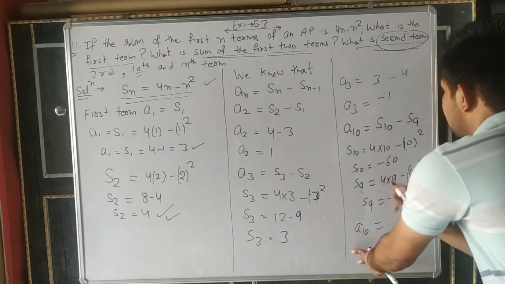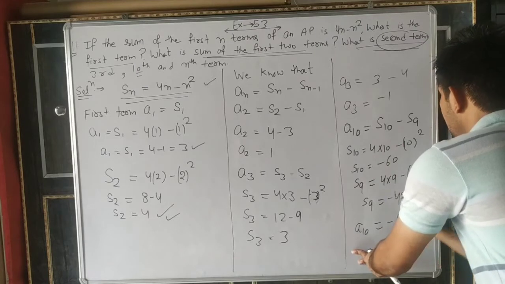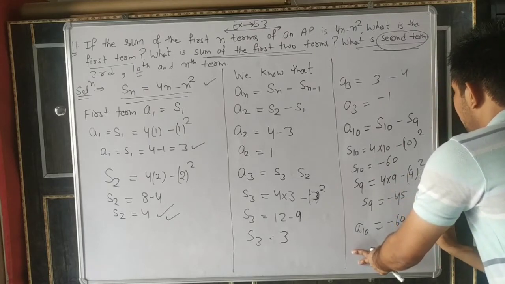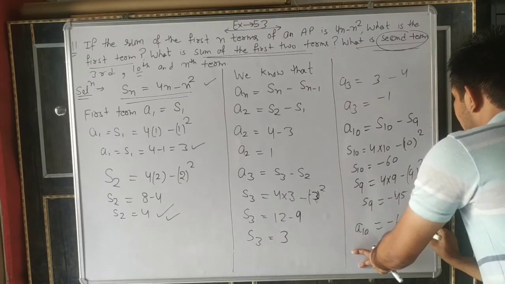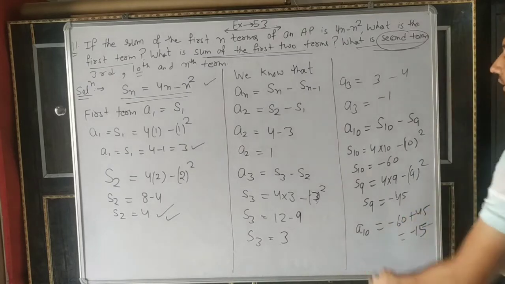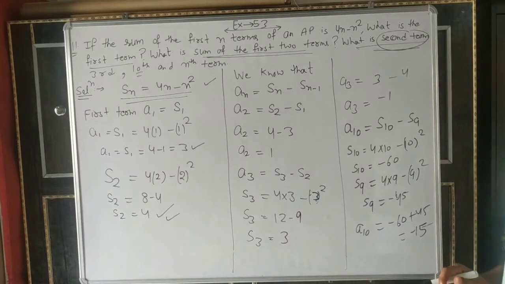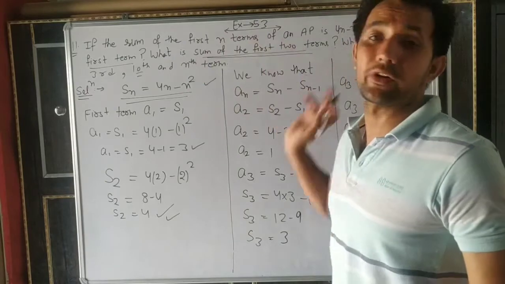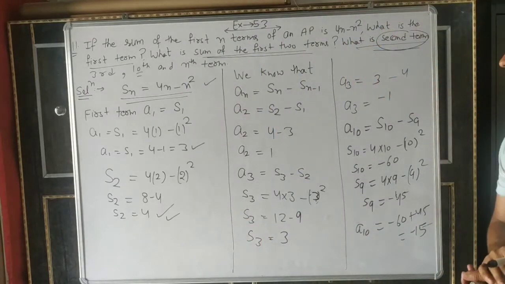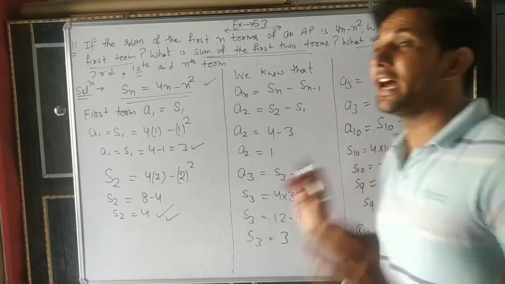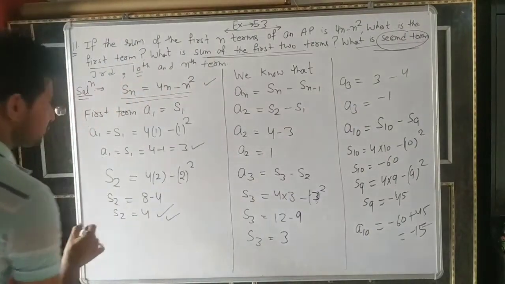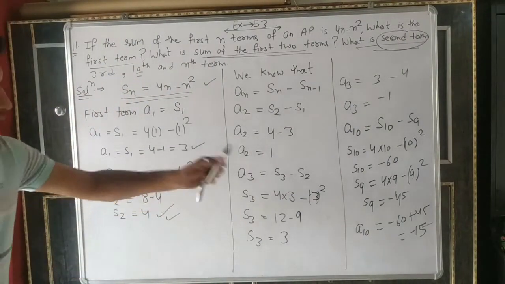So what is A10? A10 is S10, how much? Minus 60. And minus of minus becomes positive. So how much? It is minus 15. Understand? But one more we want to find: the nth term. Otherwise, dear, you can find it by this formula also. It is very simple. Note down this one.